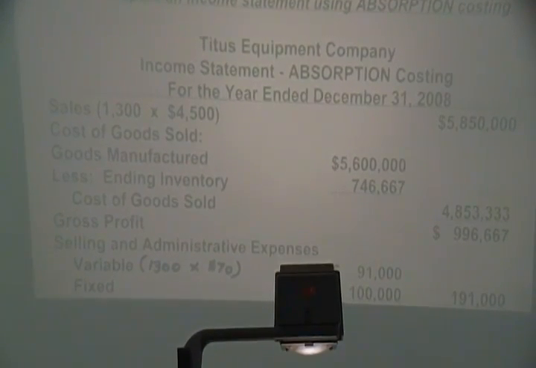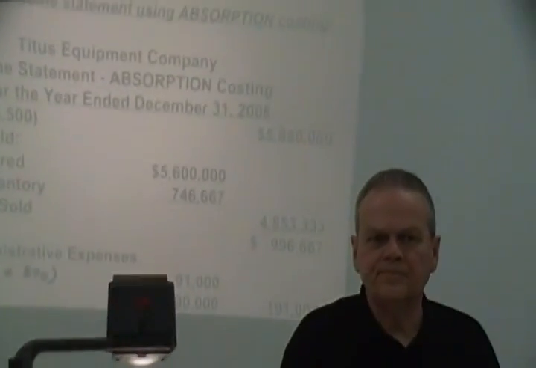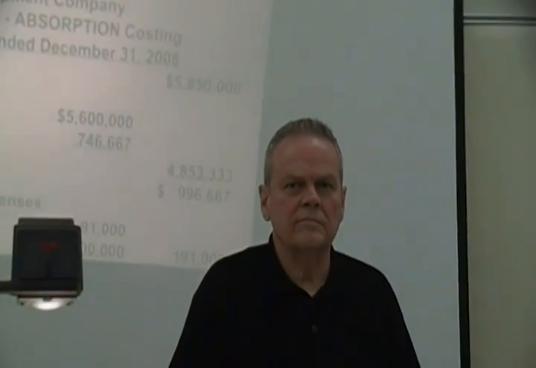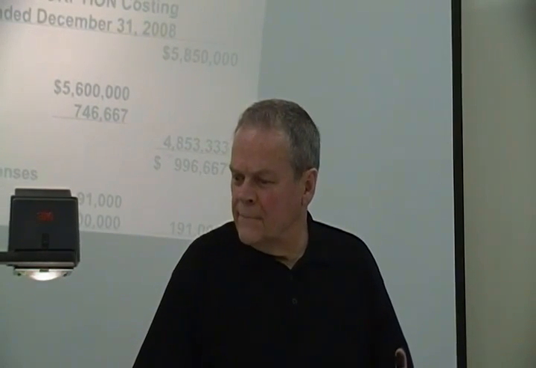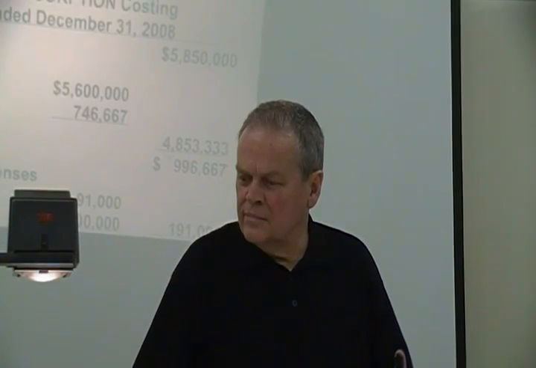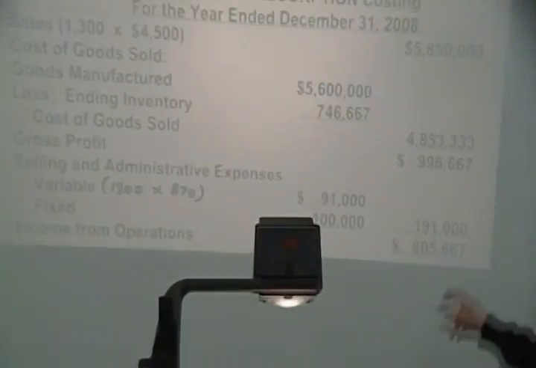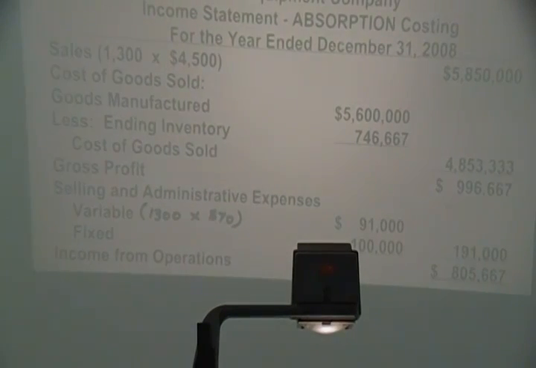Net income is some different person than Toby. What are y'all doing? 805,667. Shane? One more time, Shane? 805,667. $805,667 is net income on an absorption costing basis.